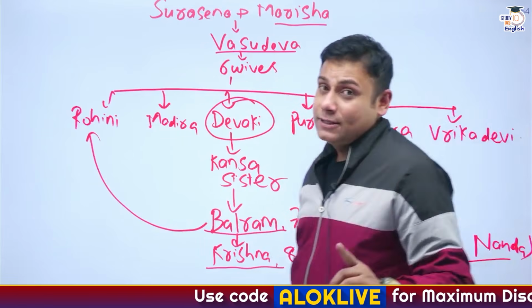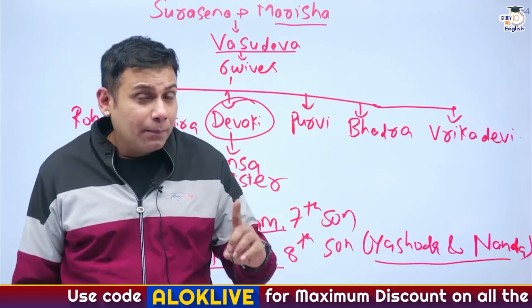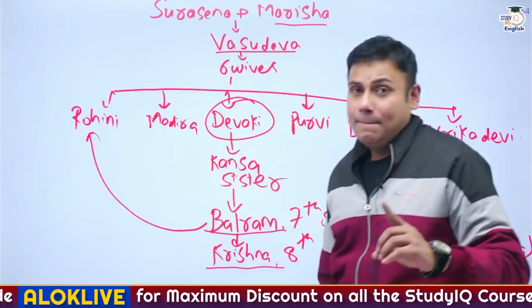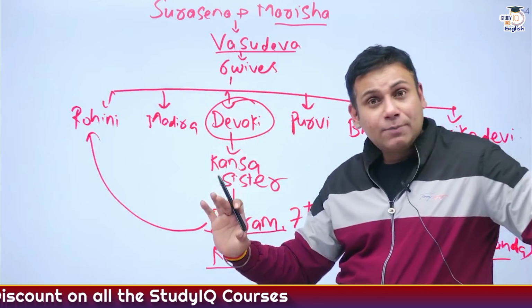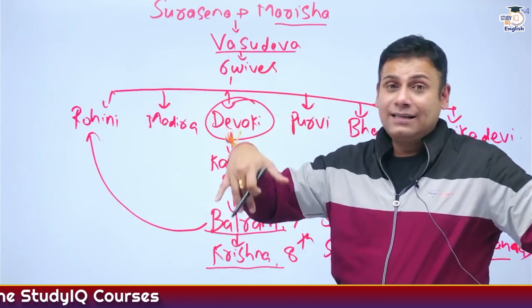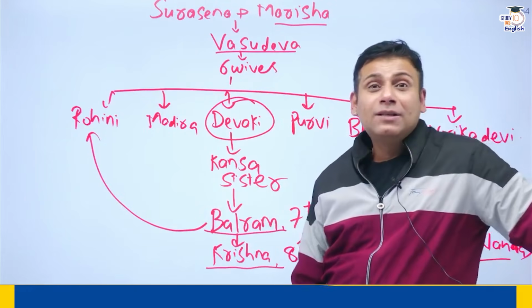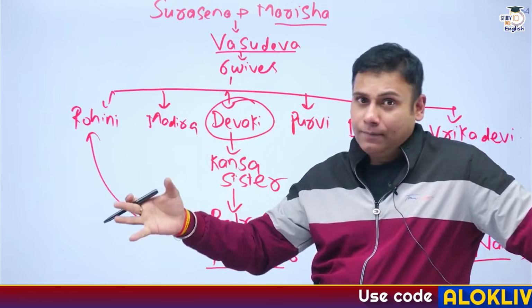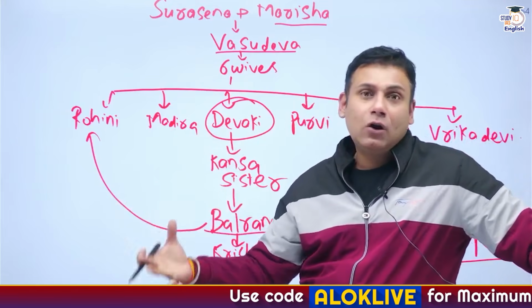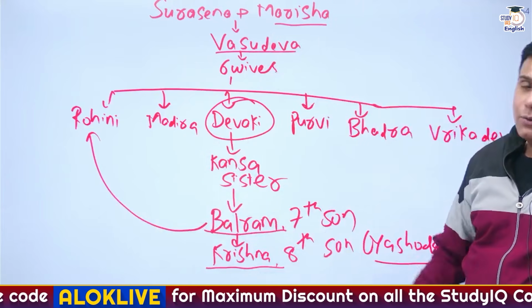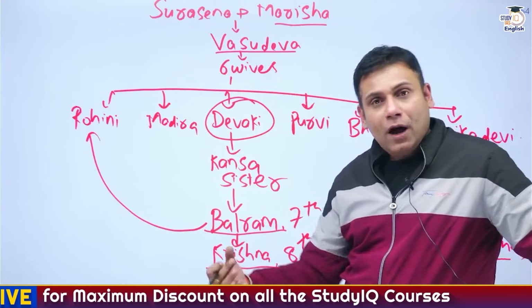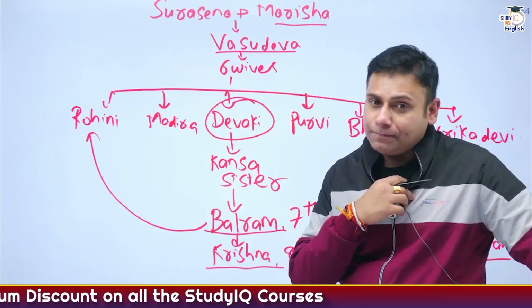Hope you understood this. I'll repeat the point again in short. Pay attention carefully. Yaduvansh or Yadavas was established by whom? Surasena. Hence the Mahajanpad is referred to as Surasena Mahajanpad. Now let's understand about the genesis of Lord Krishna. Surasena married Marisha, a serpent lady. Now, they had a son named Vasudevji.